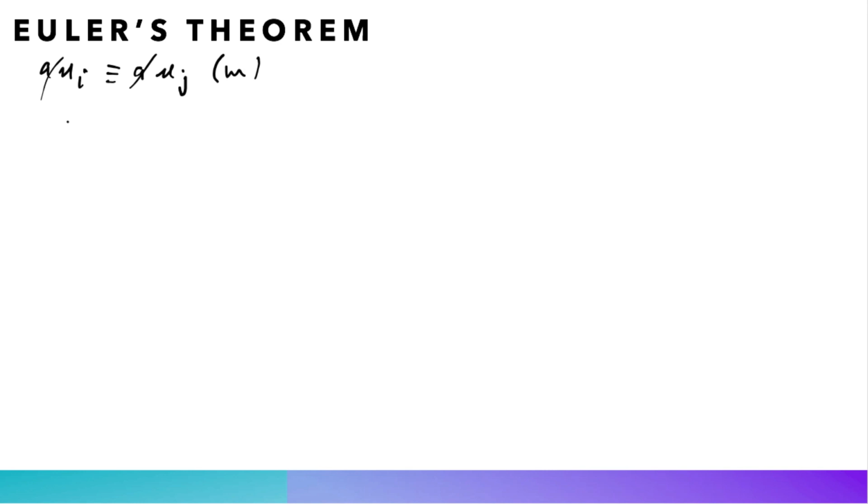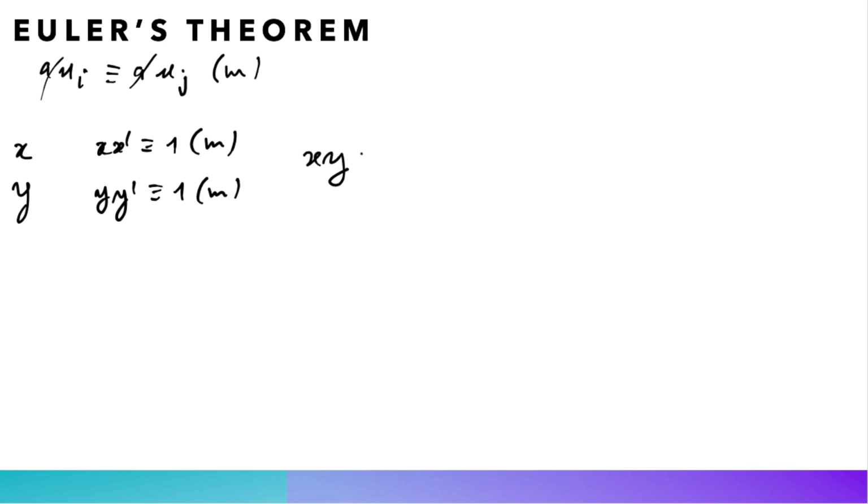This is a very general statement, and if you take x to be invertible and y to be another invertible, then we know that there exists an x prime such that x times x prime is congruent to 1 modulo m. From here we know that there exists a y prime such that y times y prime is congruent to 1 modulo m. And if you multiply both of these, one gets that x prime y prime is congruent to 1 modulo m, which means that the inverse of xy is x prime y prime. Bingo.